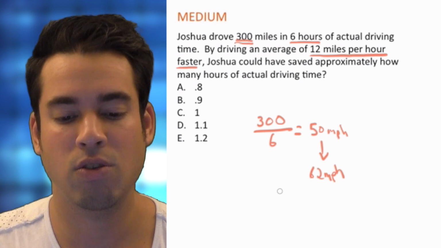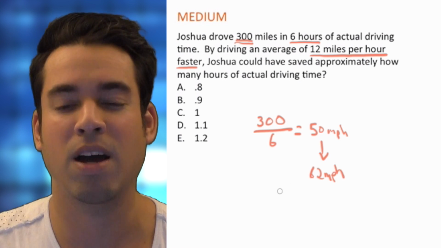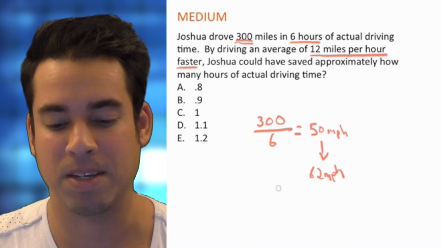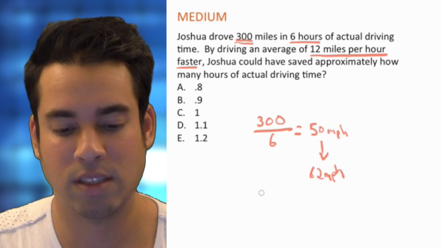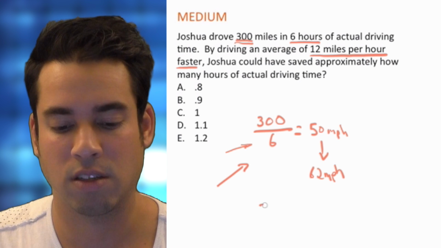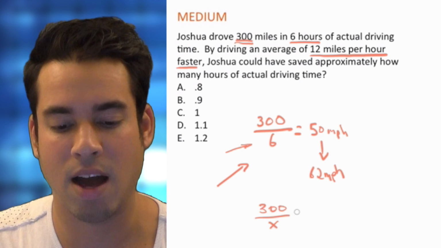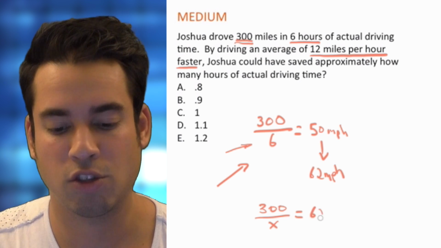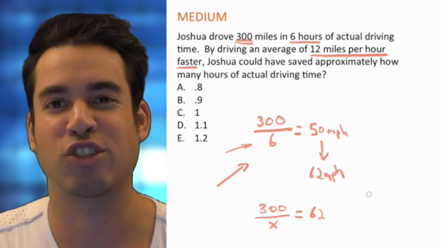And now we want to know, okay, well, he's got to drive 300 miles. So 300 miles, what would the time be to get us to 62? Well, now we can set up a similar equation to the one we have here, but we just have to solve for the time, right? So we'd say it's still 300, divided by some number of hours, equals 62 miles per hour.